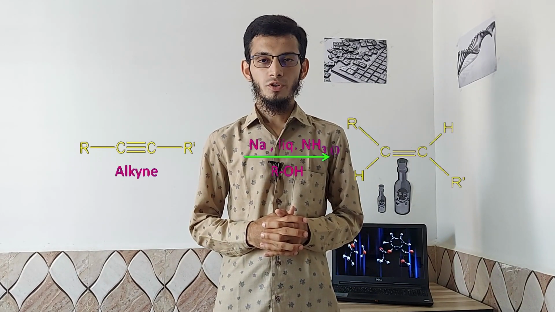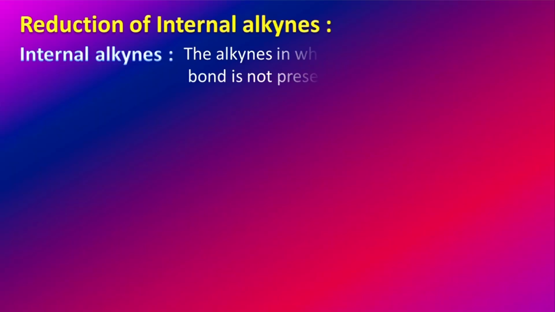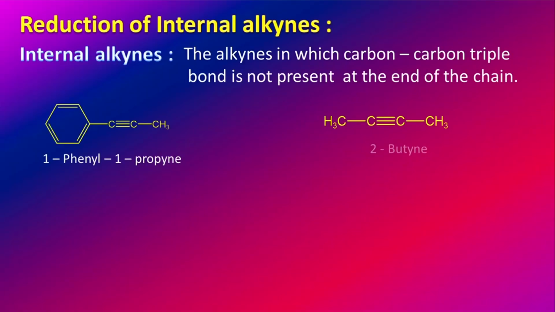So first of all, Birch reduction of internal alkyne will give you trans product or trans alkene. But why internal alkyne? Why does terminal alkyne not give Birch reduction? And second question, why trans product? First of all, internal alkyne is one in which the carbon-carbon triple bond is not present at the end of the carbon chain.